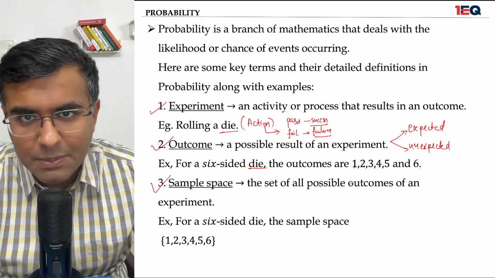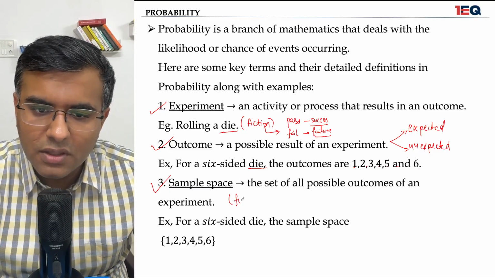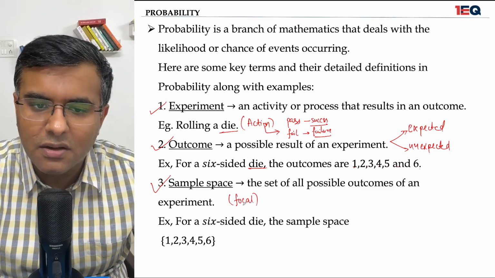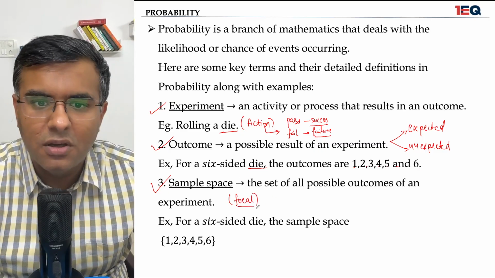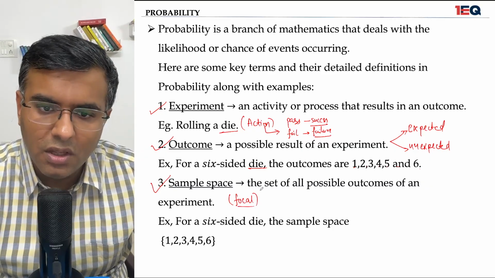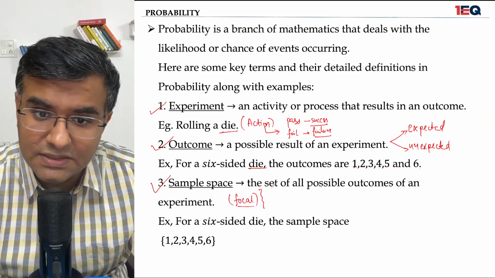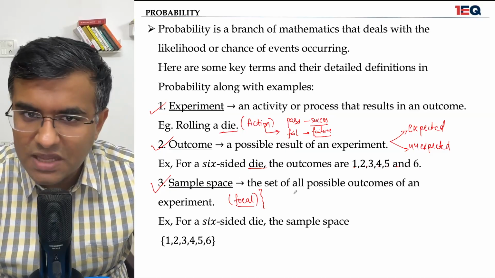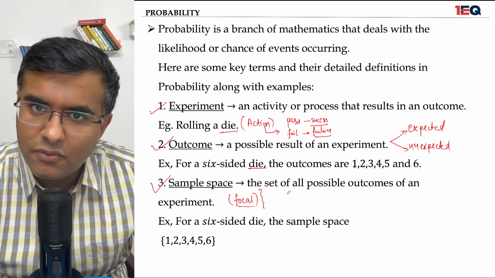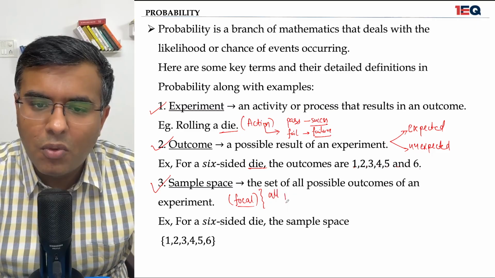Thirdly, there is something called sample space. Sample space is the main focal point. This is a focal point of the entire probability chapter, and sample space is something which you need to determine beforehand. You need to determine beforehand what a sample space means. The determination of sample space is very vital for you to solve a question. It is basically all possible outcomes.